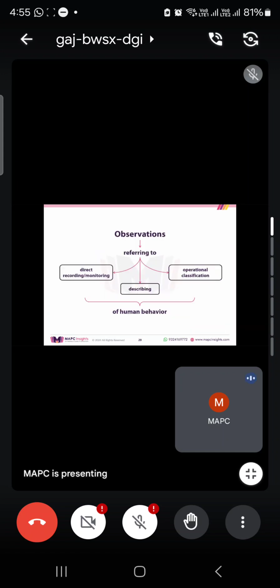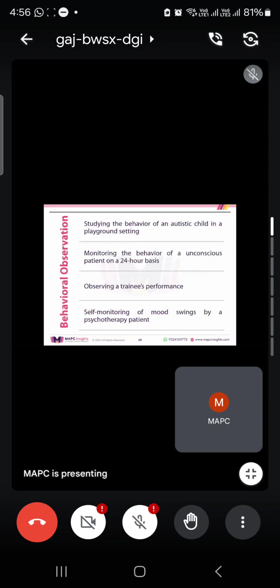Observations are direct observations, describing an operational classification of human behavior. So these are observations of human behavior. Behavioral observation is one of the methods of data collection.